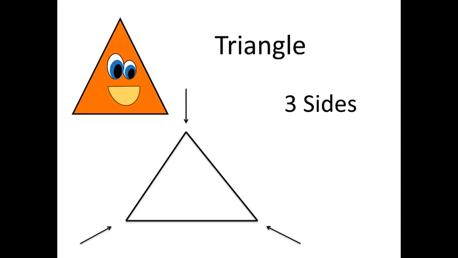Triangle has 3 corners. So, triangle is a plane shape. It is also called 2D shape. It has 3 sides and 3 corners. Now, children, in next slide, we will do few examples of triangle.